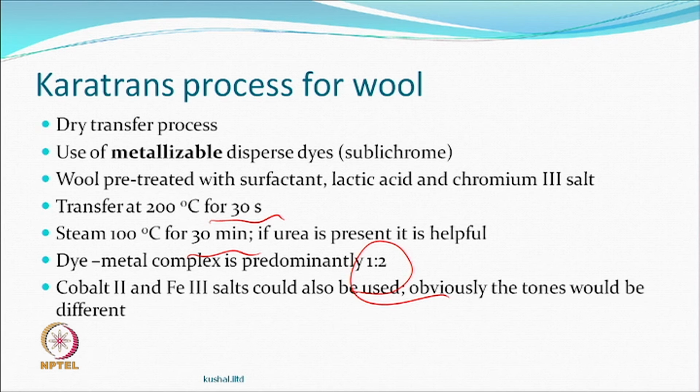People have tried using cobalt and iron also for fixation purposes. Again, we are talking about wool only, but the moment you change the metal, the tone of the dye finally on the fiber is different, because once they coordinate, the kind of light that is absorbed and reflected is different, and so you get a different shade. So, different metals are going to give you different shades.